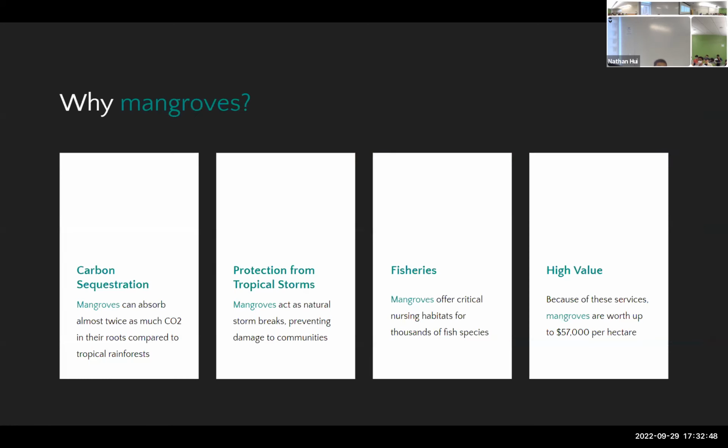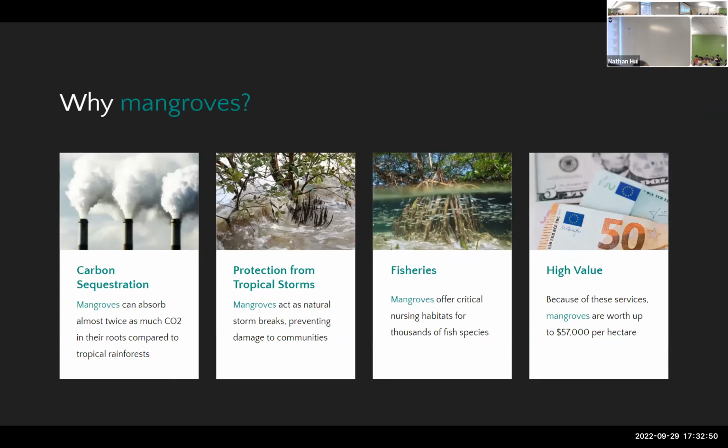Next slide. So of course, they're really good at carbon sequestration. We all know global warming's bad and causes a lot of effects to our climate. And mangroves are really good at fighting the effects of global warming. They suck carbon dioxide out of the atmosphere and store it in their roots, almost twice as much compared to tropical rainforests in the Amazon. So they're really efficient for the area that they're in.